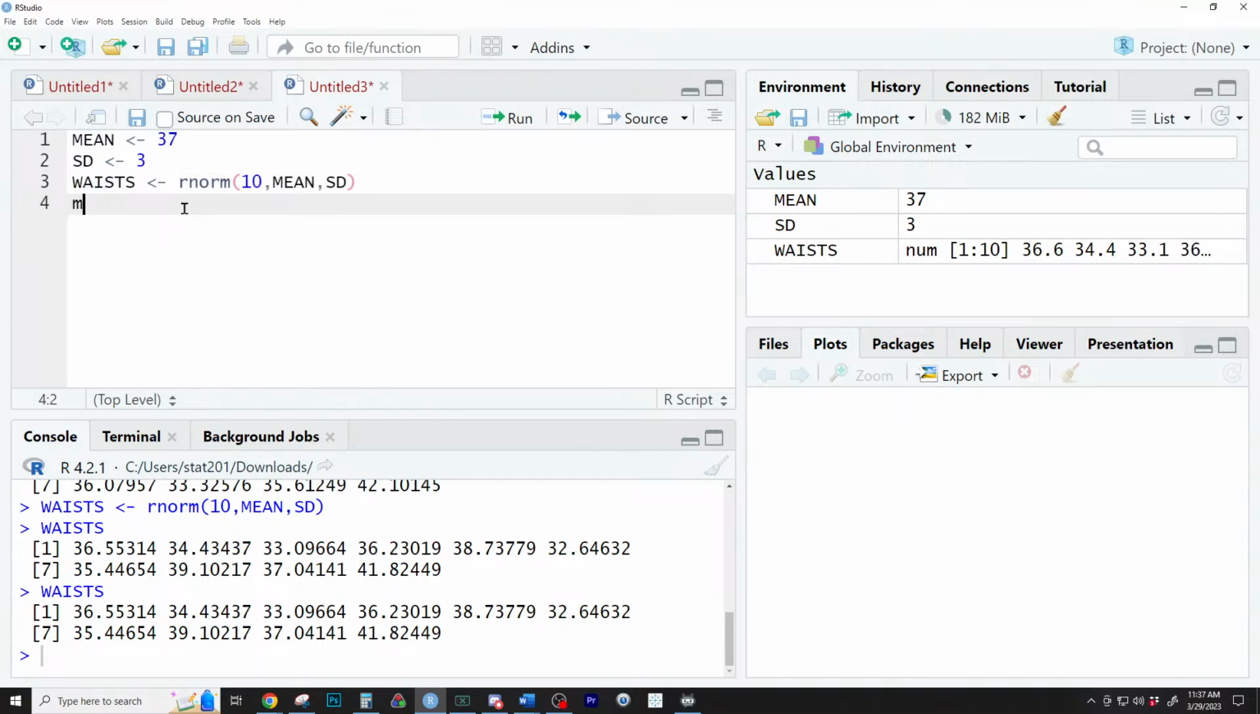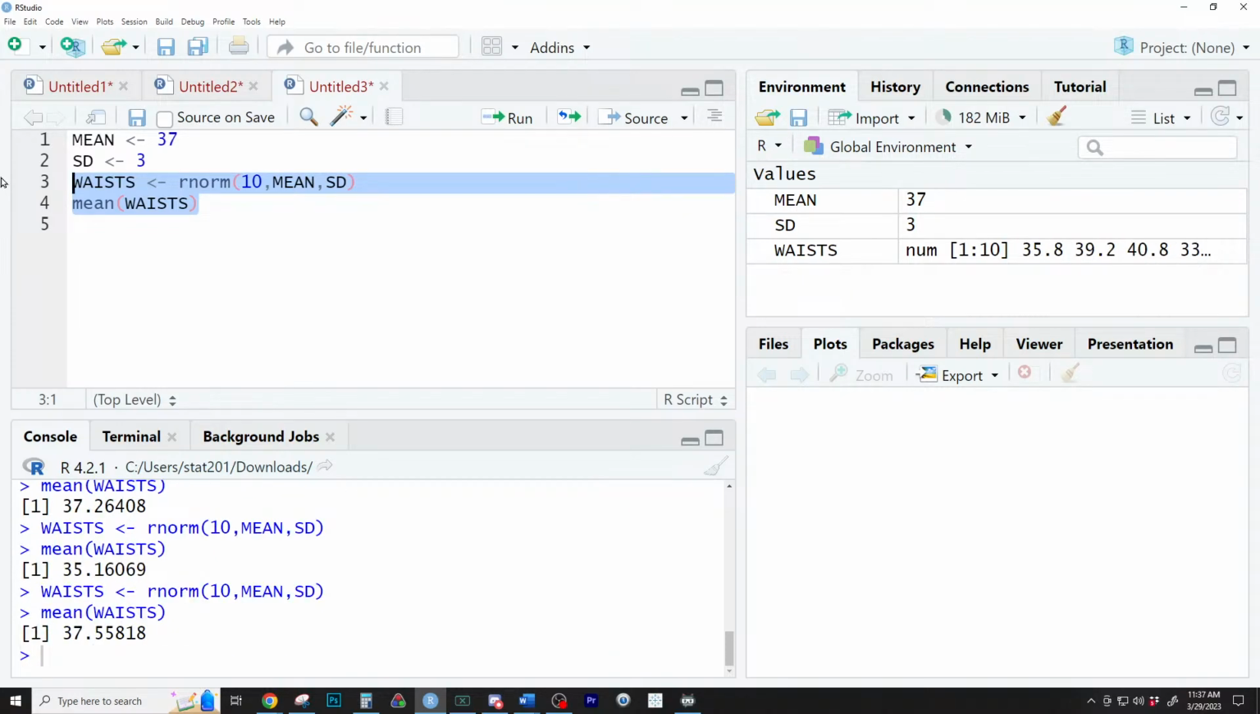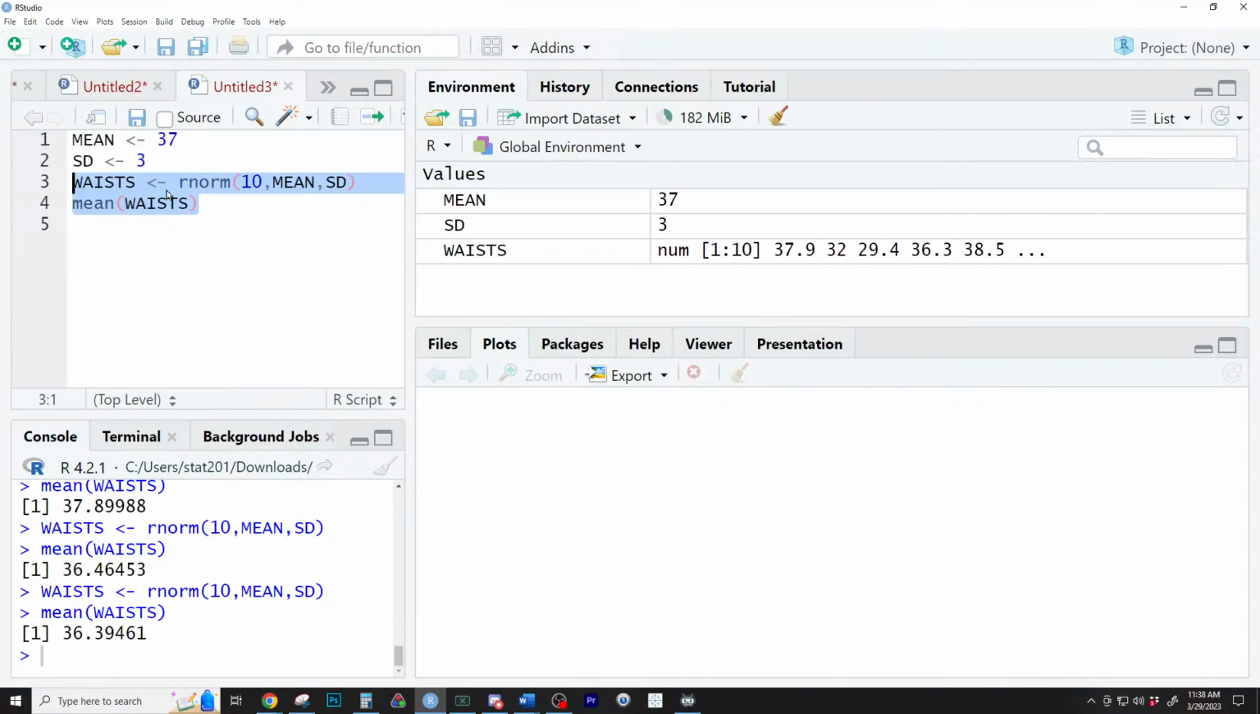And then what we would do is we would take the mean of this. There's the mean of it. If you notice, it's kind of close to 37 each time. It might be a little bit above or below. But now I'm repeating the process with 10 different men. If you notice this time when I simulate it, we get 10 different men.